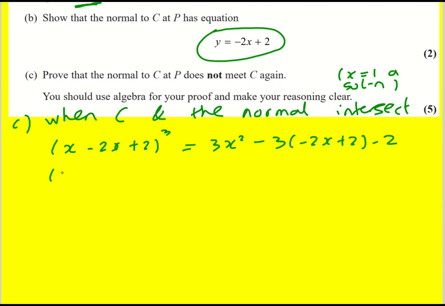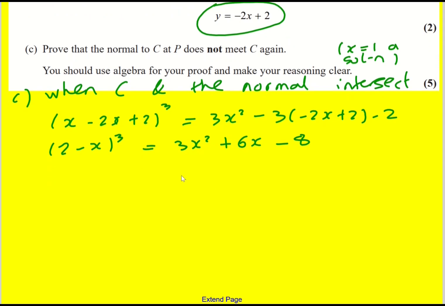We're going to get 2 minus x all cubed equals 3x squared plus 6x minus 6 minus 2. That's going to be minus 8. Okay, that's looking good. We're going to have to either do triple brackets to multiply this out or use the binomial expansion, or the quickest way is going to be Pascal's triangle.